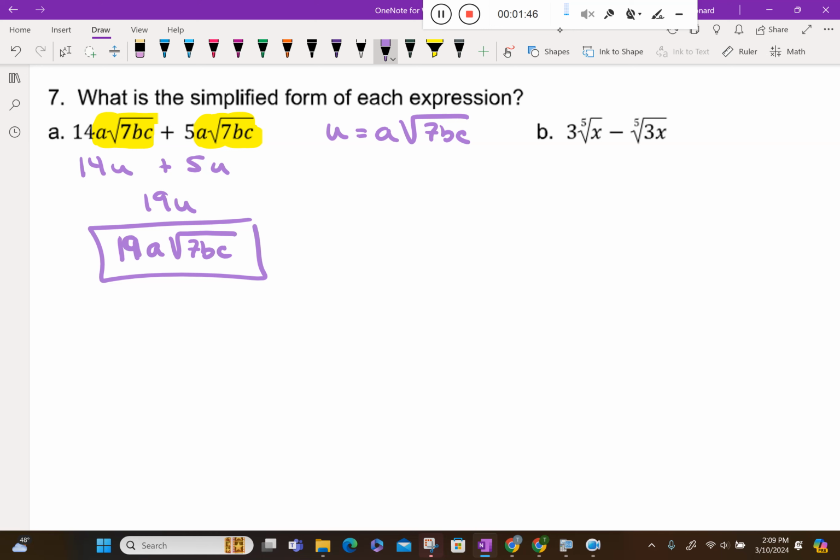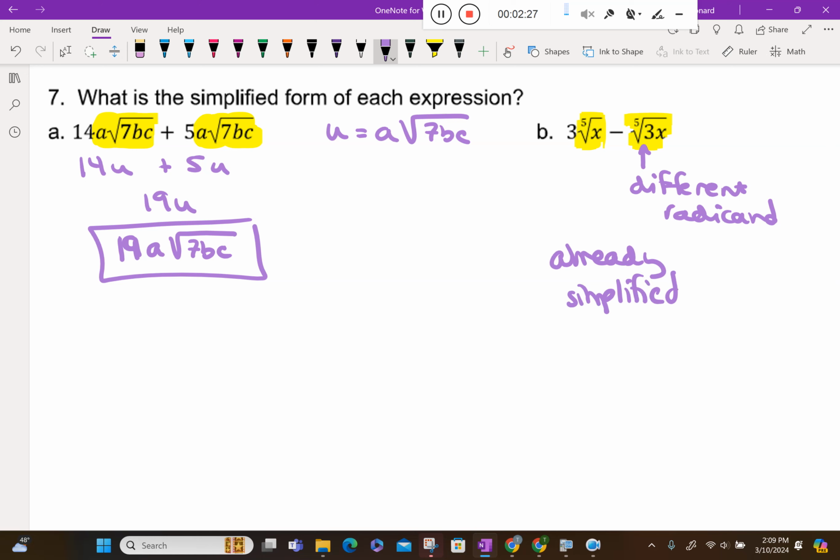Finally, in part B, we look to see, do we have the same type of situation? Well, this radical is the fifth root of x. This is also a fifth root, but notice the radicand is different. If the radicand is different, we would look to see, well, maybe I can simplify it and the radicands could become the same. But 3 is a prime number. I can't simplify the fifth root of 3. These are not compatible. So we would say that this is already simplified.